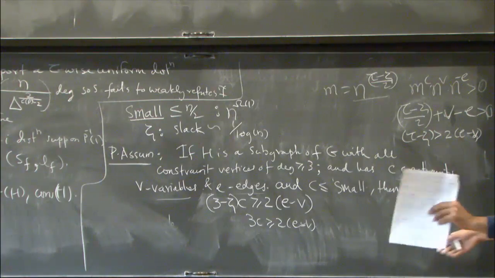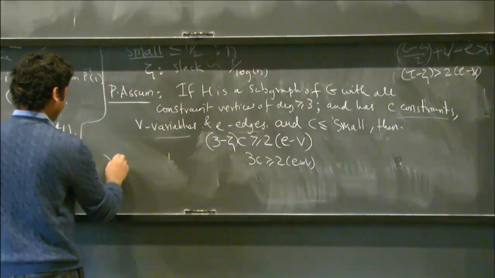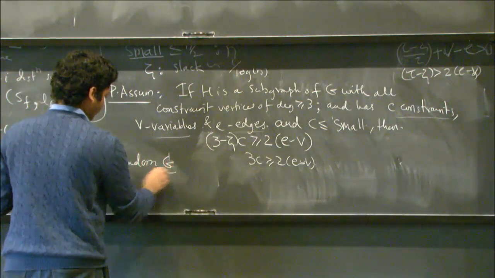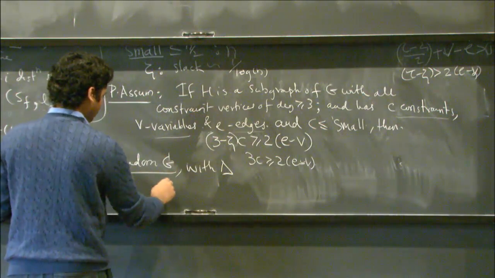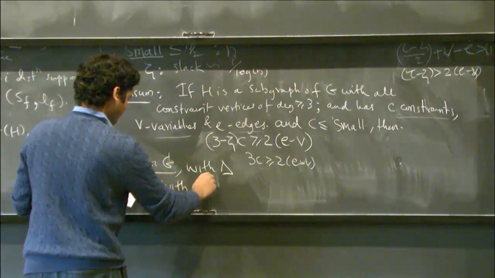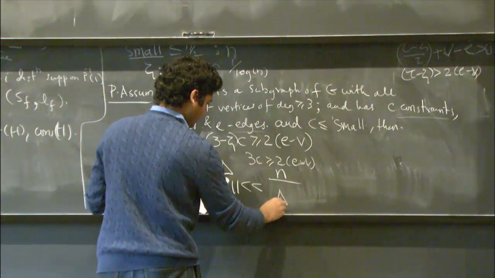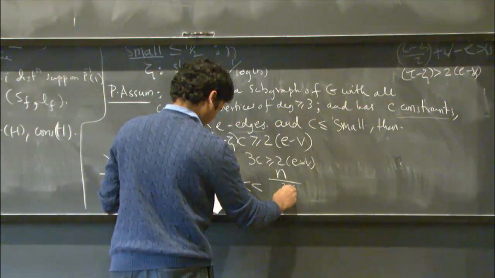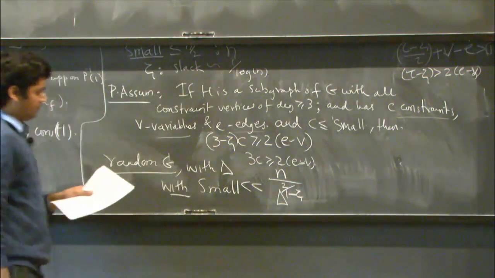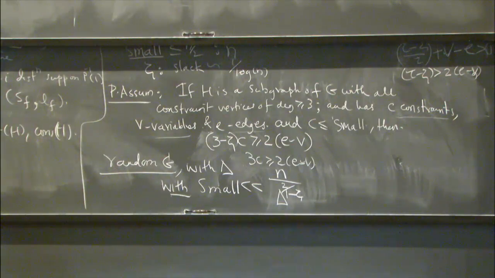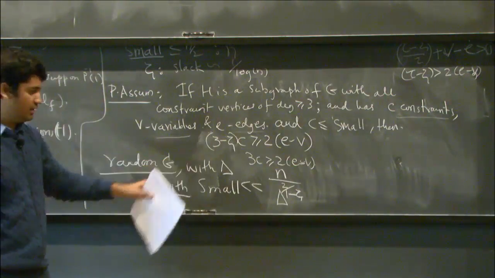Okay, great. So just to say it concretely, a random G with density delta satisfies this plausibility assumption with small n over delta to the 2 over 1 minus zeta. That's already taken. The tau is 3. Tau is 3, yes. Yeah, so it's rough. It's always going to be tau minus 2 minus zeta, but here it is.